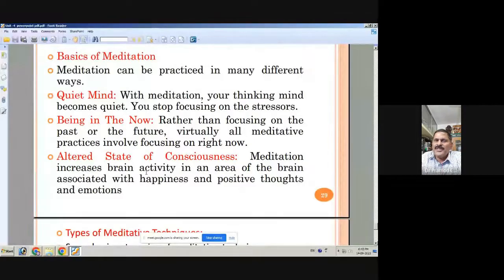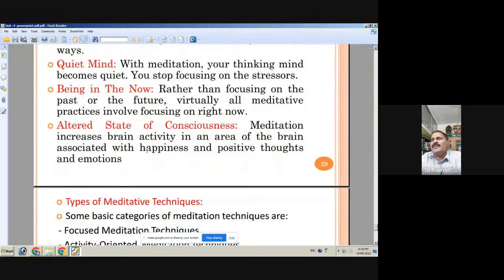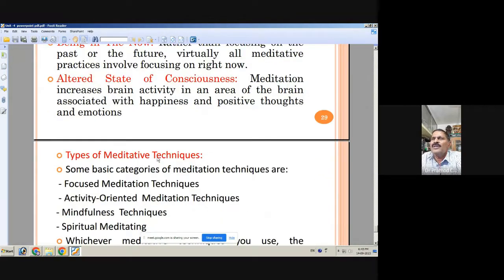our past gives us discomfort. Our past always reminds us of the bad deeds, so try to avoid the past. Think about the future. Meditation can help us focus on right now. Then, altered state of consciousness. Meditation increases brain activity, and if brain activity increases, then our positive thoughts will develop, and automatically we'll control our emotions. When you control your emotions, you will remain in the conscious state. Then automatically stress will gradually vanish.